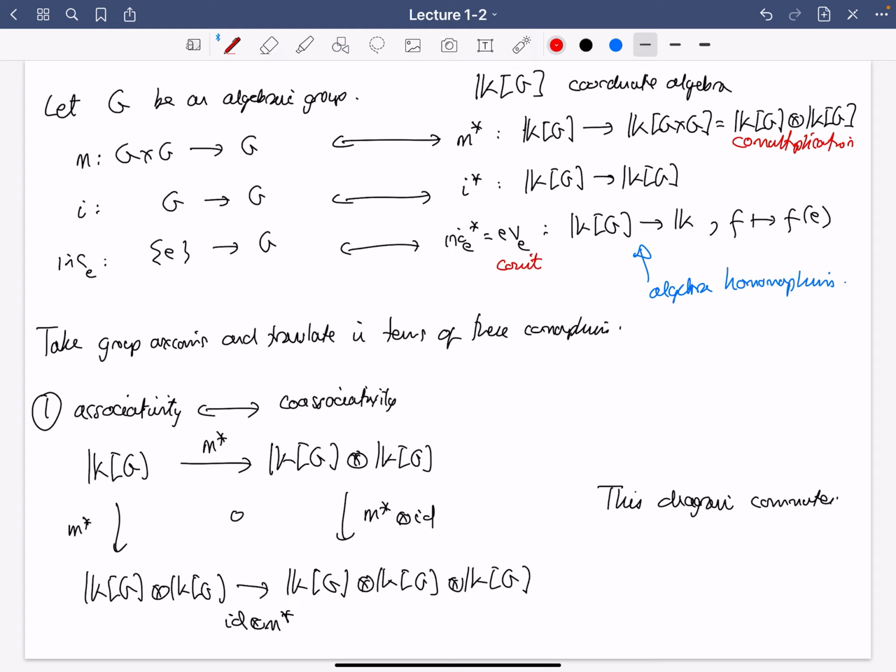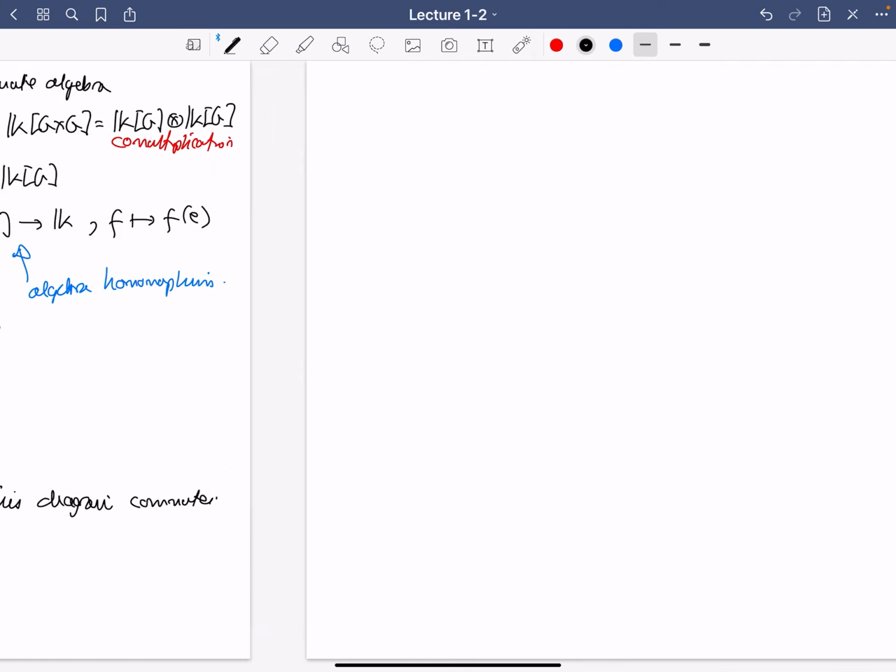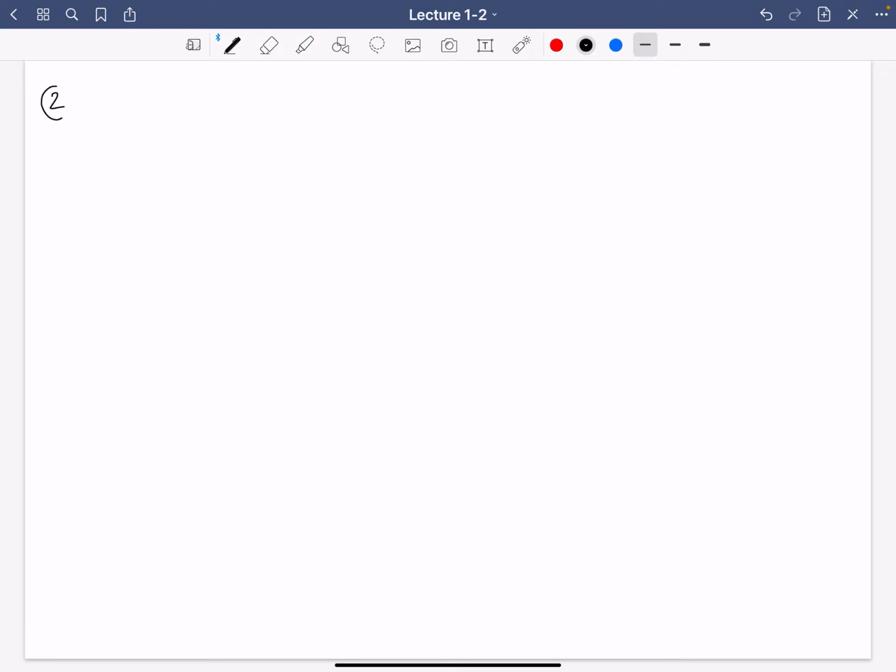So this algebra homomorphism from K of G to the field, that's what's called the co-unit, because it's the comorphism of the unit map for the group, the inclusion of the identity element. So let's see what does that look like. I want to think about the unit axiom. What's the unit axiom? That's this axiom. So I want to translate the unit axiom of the group into some axiom involving this co-unit.